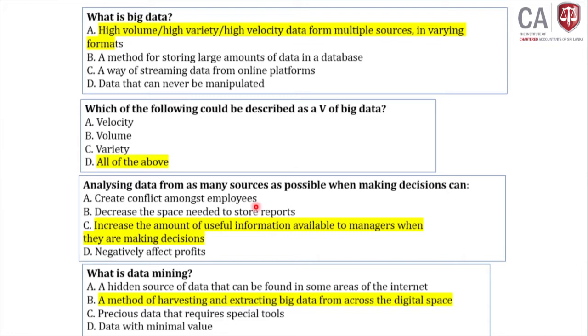Create conflict among employees. So, what is big data? It is explained here, and we talk about these two. Analyzing data from as many sources as possible when making decisions. What is that? Increase the amount of useful information available to managers when they are making decisions. That is the correct answer for that one.